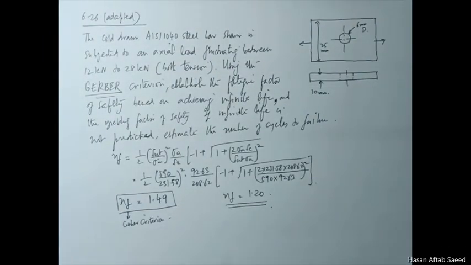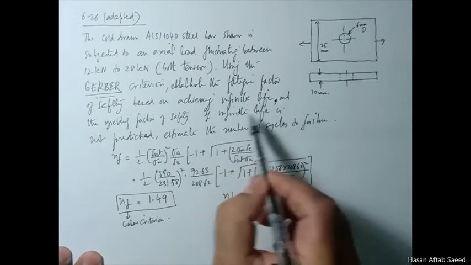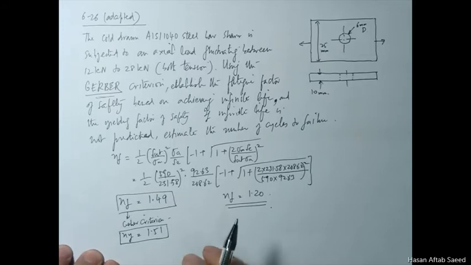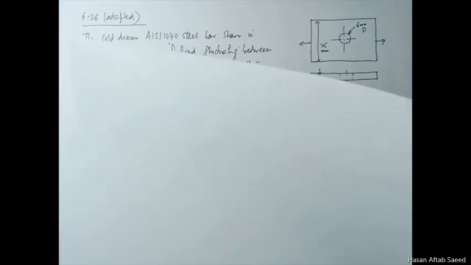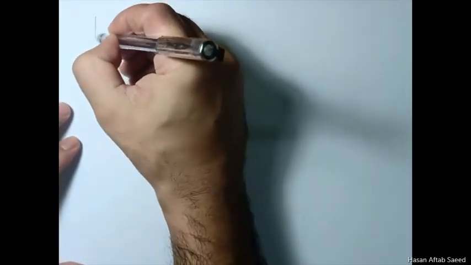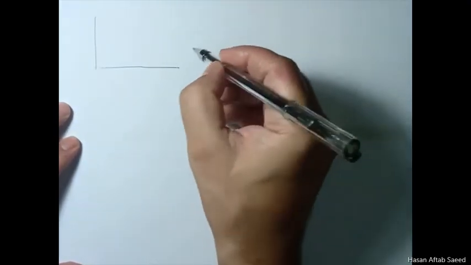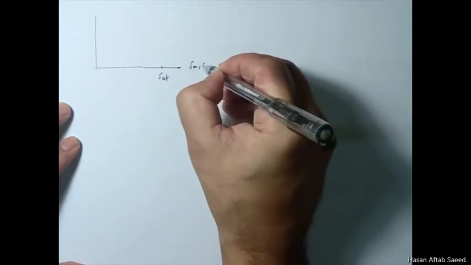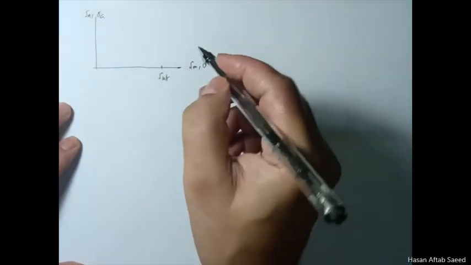Now the other part, the yielding factor of safety, that shouldn't change. It was 1.51 and it should be 1.51 here also because nothing has changed. Now this, if shown graphically, turns out to be something like this. You have this is SM sigma M, this is SA sigma A axis.